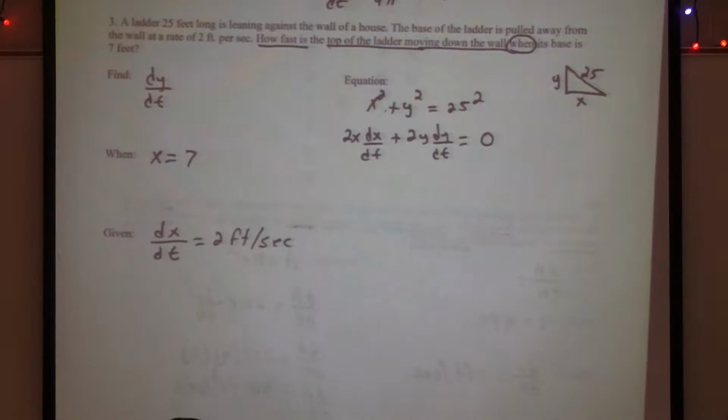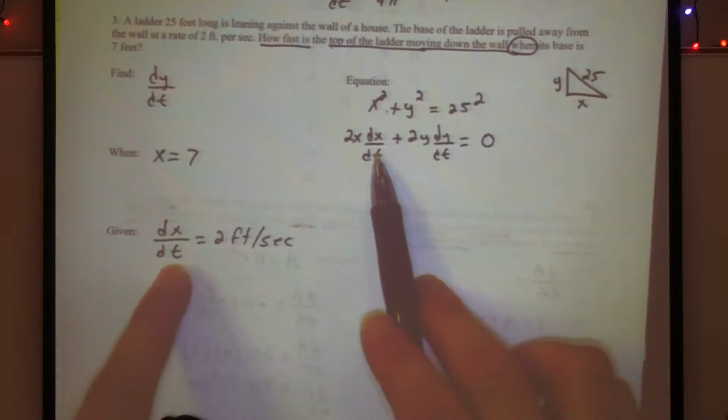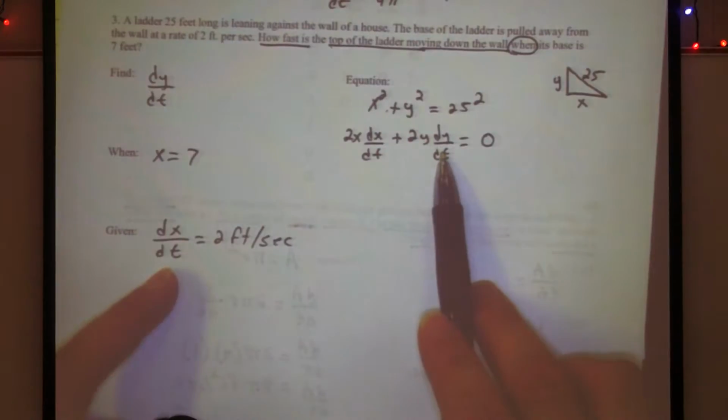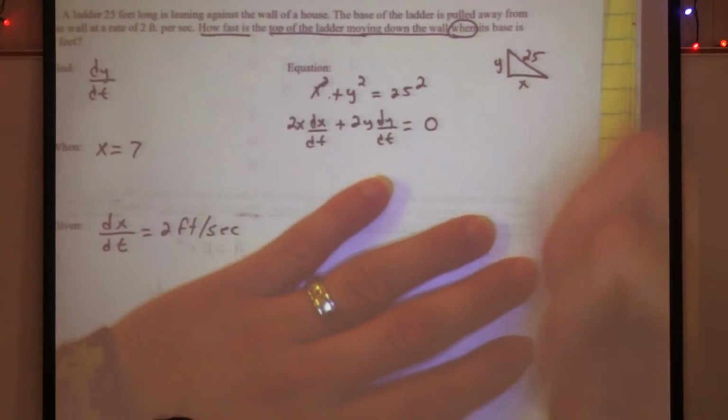So, do we have everything we need? Do we know x? Yes. Do we know dx/dt? Yes. Do we know y? Oh no. So I have two variables that I don't know, y and dy/dt. Oh my god, what are we gonna do? Give up. Pythagorean theorem? Eat oranges.